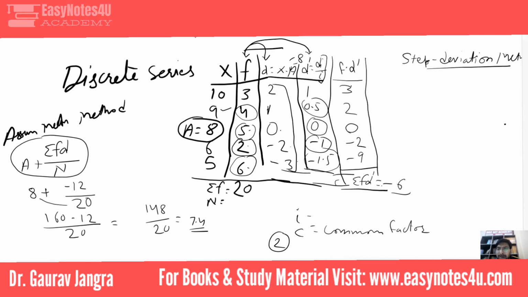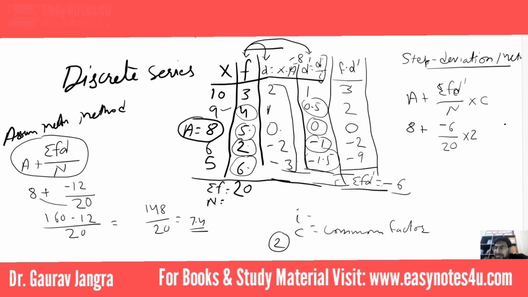So the formula for calculation of the arithmetic mean by the step deviation method in a discrete series is a plus summation f d dash divided by n, multiplied by the common factor, or you can say the interval. The interval is mostly used in the continuous series. Here a is the assumed mean, that is 8, plus summation f d dash, which is minus 6, divided by n, which is 20, multiplied by the common factor 2. We have taken 2 because it is the most divisible.